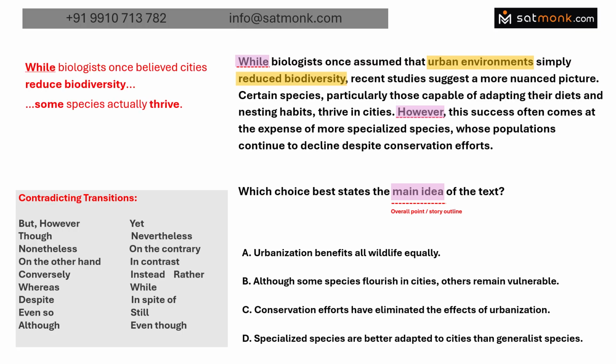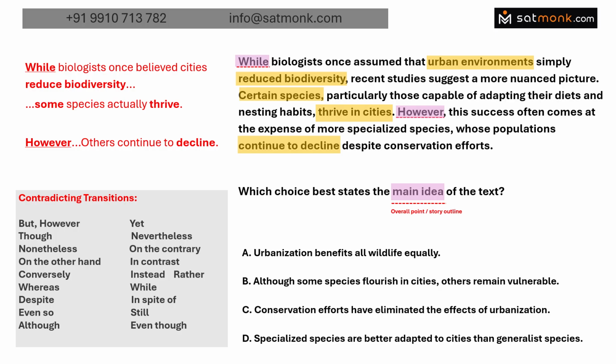Look at what happens. While biologists once believed cities reduce biodiversity, however, some species actually thrive. I've got it. So we have two points. Biologists believed that cities are reducing biodiversity, but then he's saying that some species actually thrive, but others continue to decline. So you can see quite a few transitions here. That's the entire story: an old belief, and then a new, more balanced reality. The old belief was that cities are just killing biodiversity, but no, it is actually more balanced.